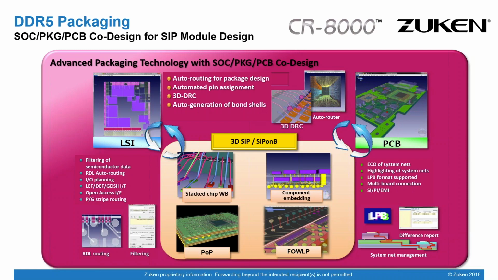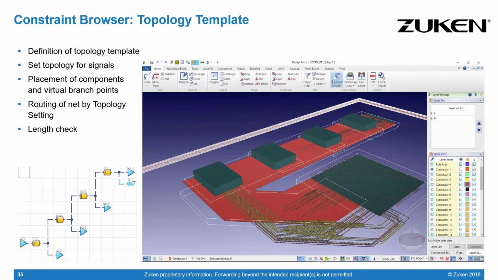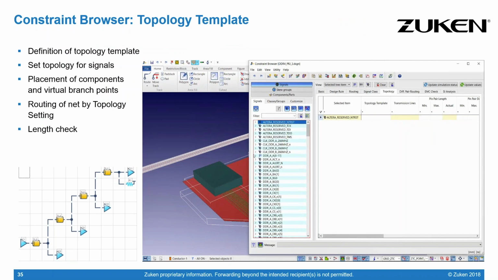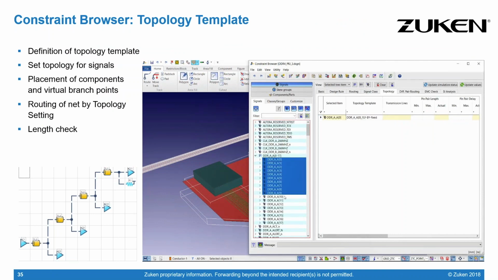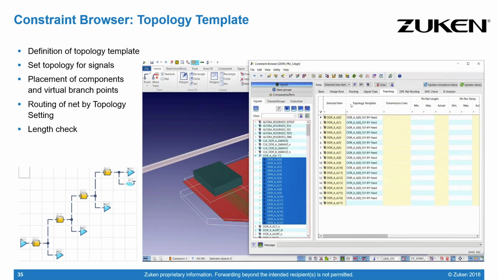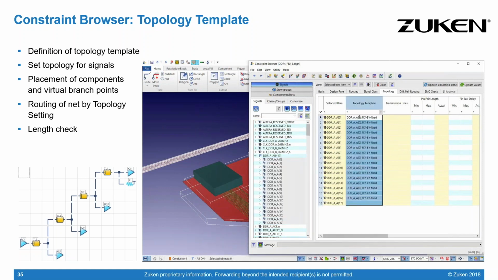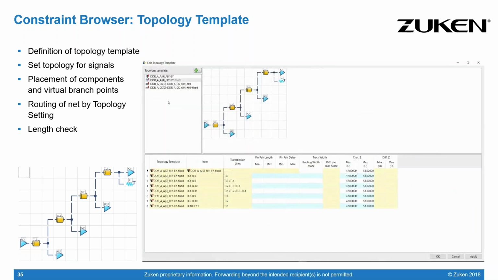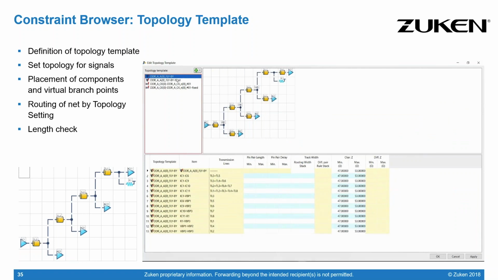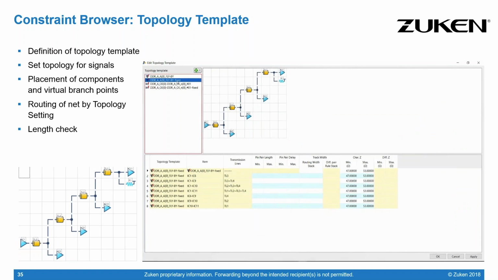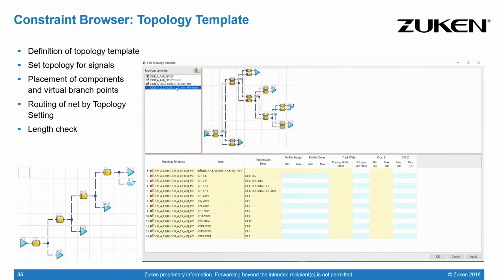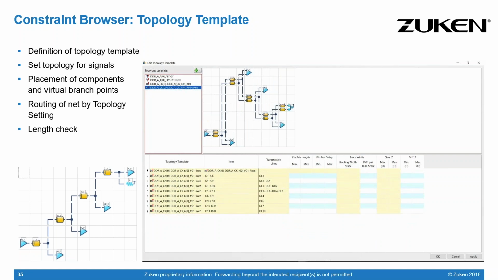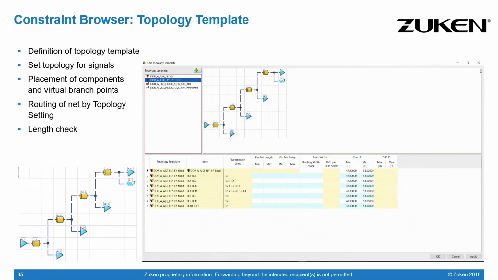Now I'd like to talk about some design challenges. One of them is the topology template. Using the topology template in your DDR5 design, you can rule out the wiring method of high-speed signals that is recommended by the DDR design guideline. You can use DDR5 design support functions according to the design guideline for the connection order, placement, and routing functions of unconnected nets on the canvas.